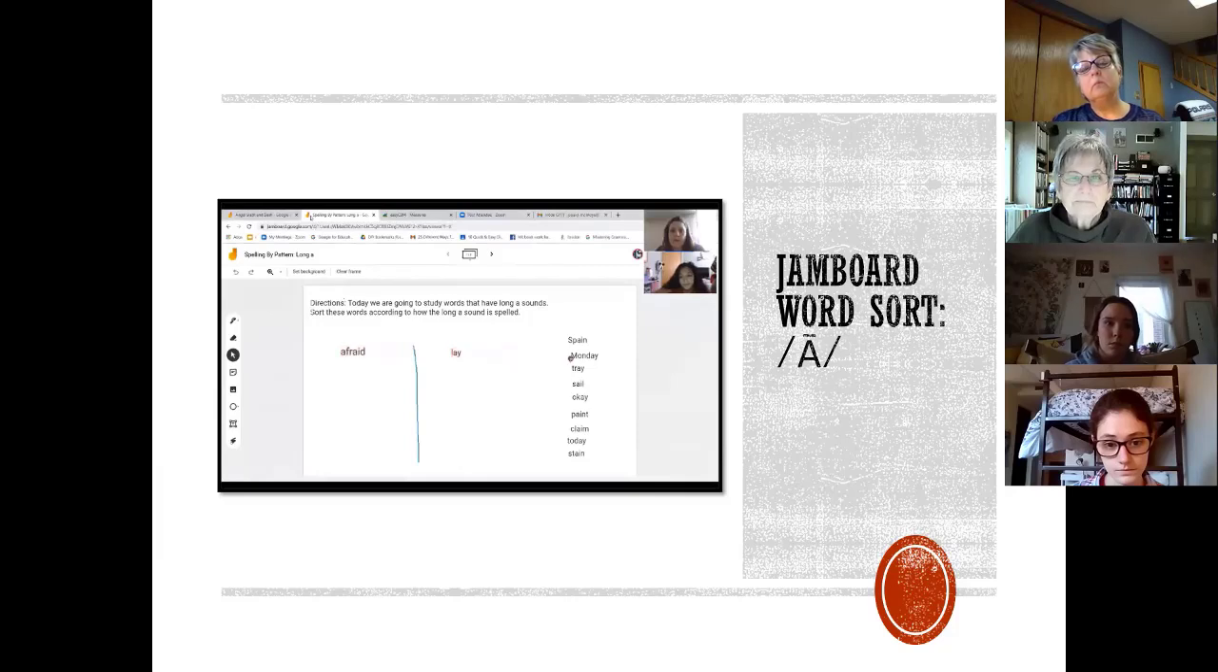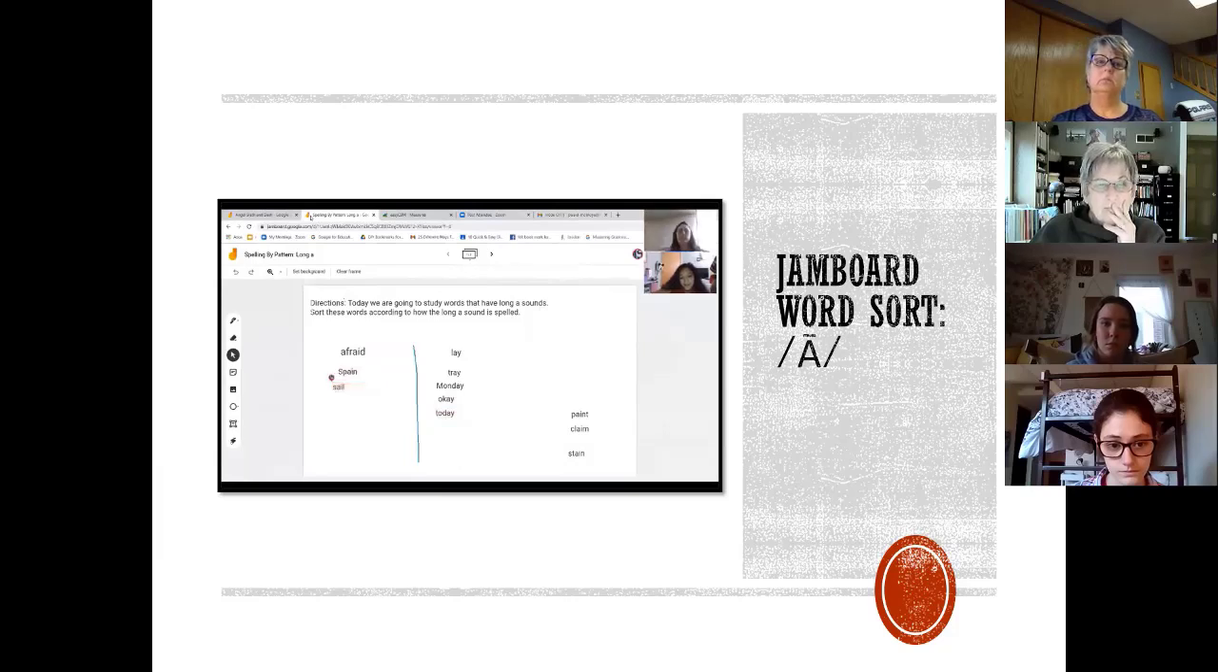Okay. Oh, so why are you putting those separate? Why are you dividing them like the way you are? Well, because one of them has AY and the other one has AI. Okay. We'll get to. And the AYs are at the end and the AIs are in the middle.